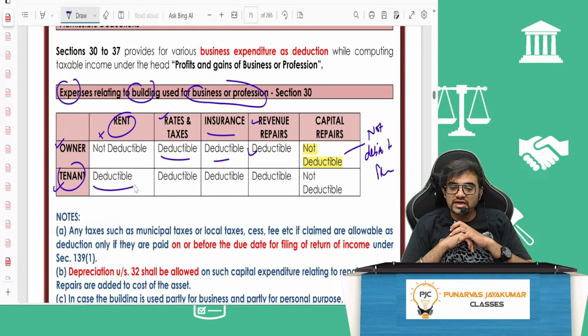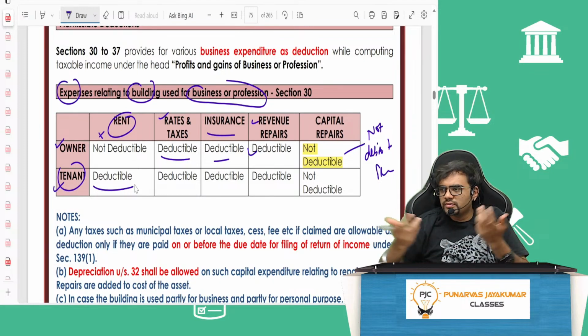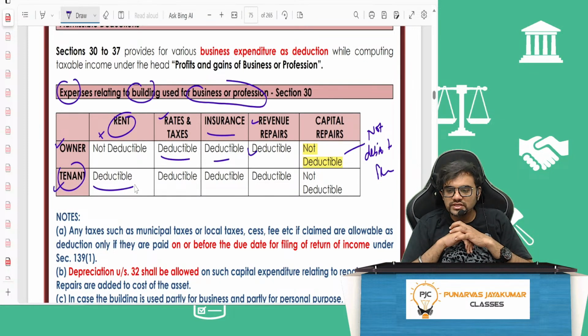Rates and taxes I am paying on behalf of the owner. Will it be allowed? Yes. Insurance deductible. Revenue repairs, that is also deductible. All these are deductible. What are revenue repairs? Basically, one sink is not working because of wear and tear. I have taken it on rent. In my toilet, the sink is not working properly. It's leaking. So yes, it's my problem because it's wear and tear. It happens, no? Usually, yes.